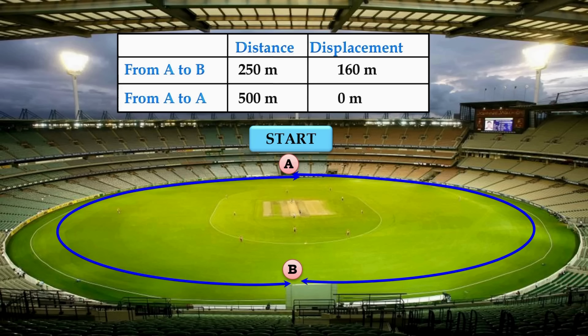Key learning from the table. Distance can be non-zero even when displacement is 0. Distance is always greater than or equal to displacement. Distance depends on the path traveled. Displacement depends only on the starting and ending points. Key point. If an object returns to its starting point, displacement is 0 but distance is not 0.